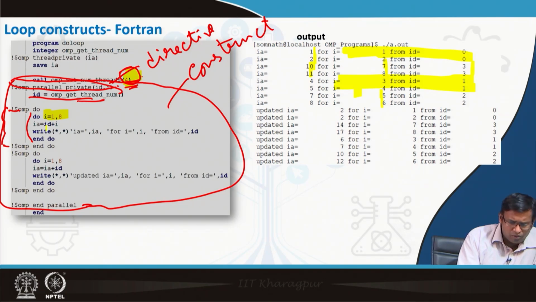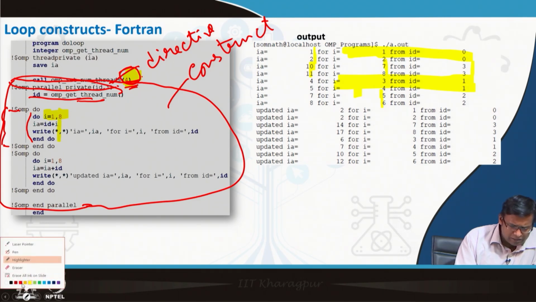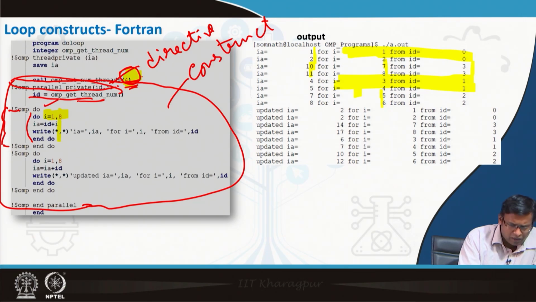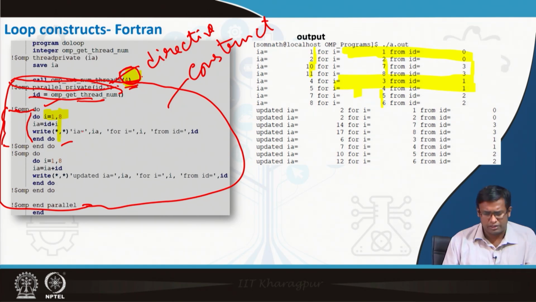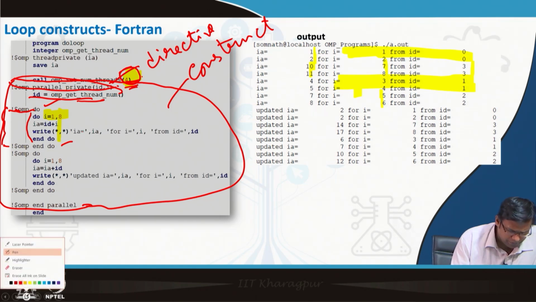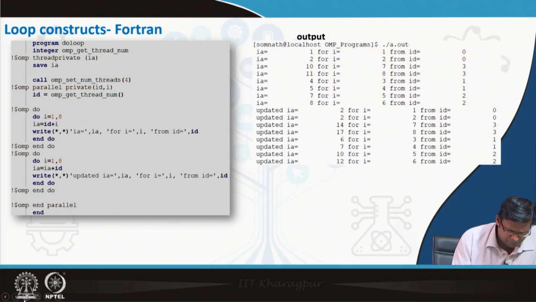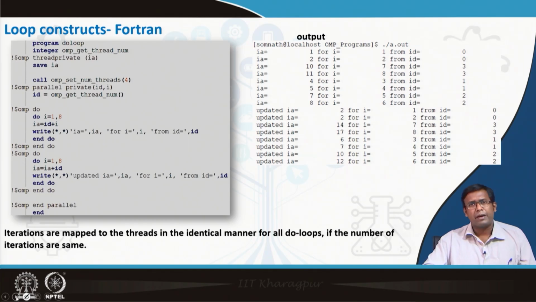But right now we can see that there is a do loop in Fortran, and if we just define the OMP do construct, then this is automatically parallelized and distributed among threads. Well, so this is what is called a loop construct, and the same thing will happen in Fortran. Iterations are mapped to the threads in an identical manner for all do loops.